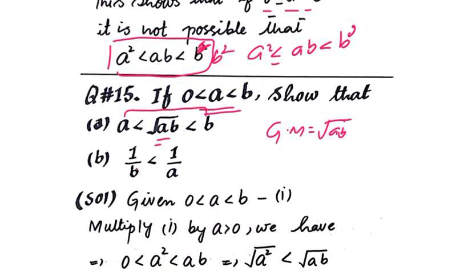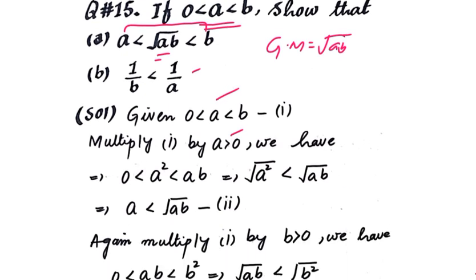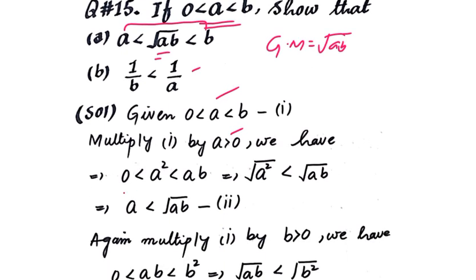And in the second part, we have to show 1 over B is less than 1 over A in case when A and B both are positive. If A and B both are negative, then this inequality will not hold. Given A and B both are positive, multiply 1 by A greater than 0, so it will not reverse the inequality. So we have 0 less than A square less than AB. Taking square root on both sides, we have square root of A square less than square root of AB. This is equal to simply A and this is equal to square root of AB. So say this is inequality number 2.